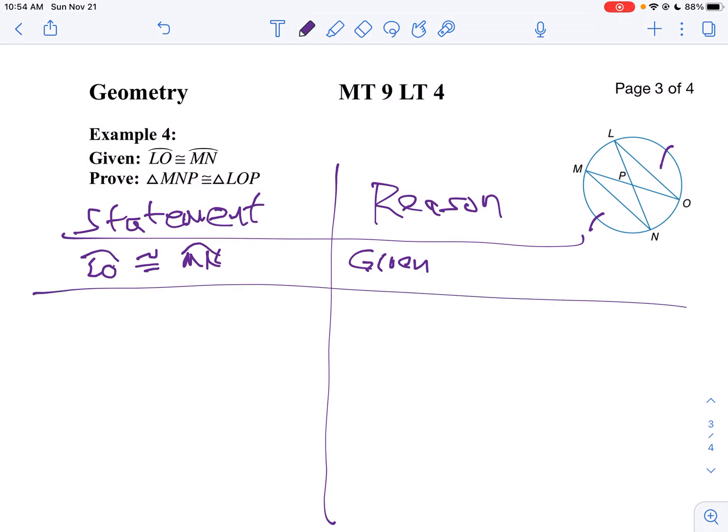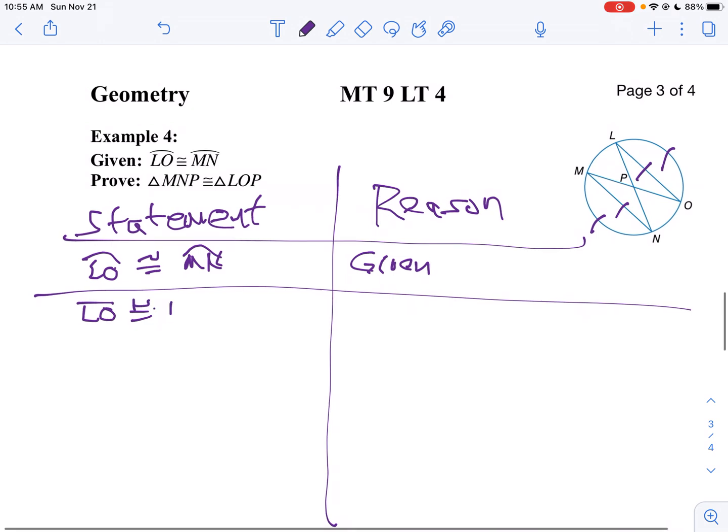Now, what do I know because of that? Well, remember, if you have equal arcs, that means they cut off equal chords. So in other words, that tells me LO is congruent to MN. So I'm going to say segment LO is congruent to segment MN. And that is because equal arcs cut off equal chords.